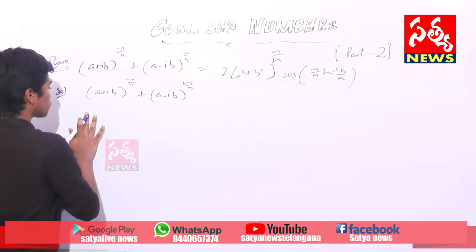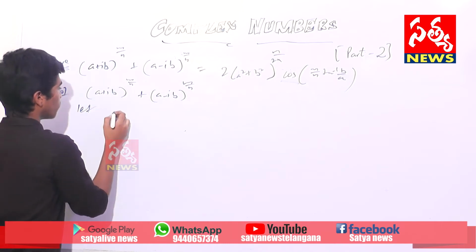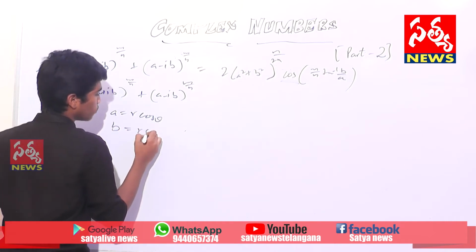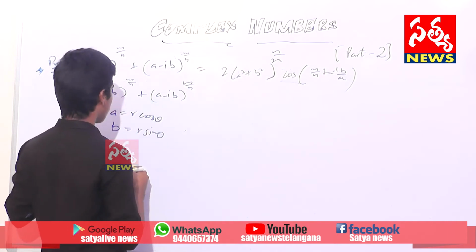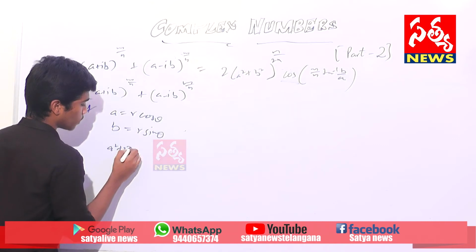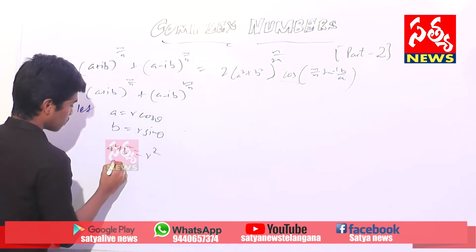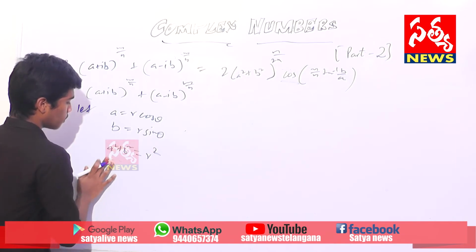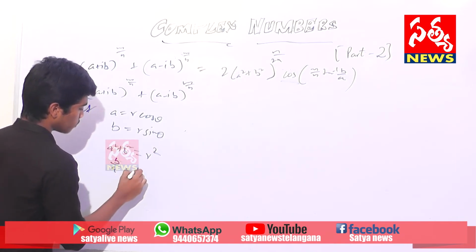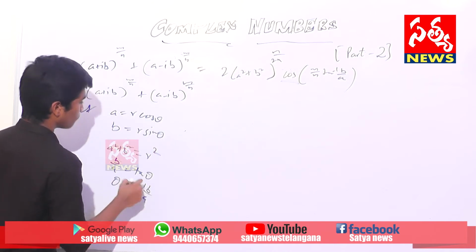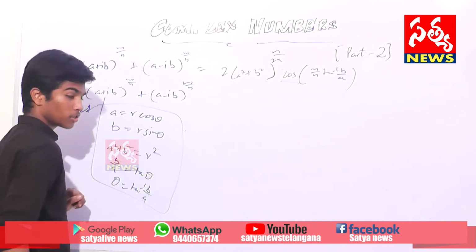To change this, I assume that let a is equal to r cos theta and b is equal to r sin theta. A square plus b square is equal to r square, and b by a is equal to tan theta, where theta is equal to tan inverse of b by a. Okay, these are the assumptions we have taken.